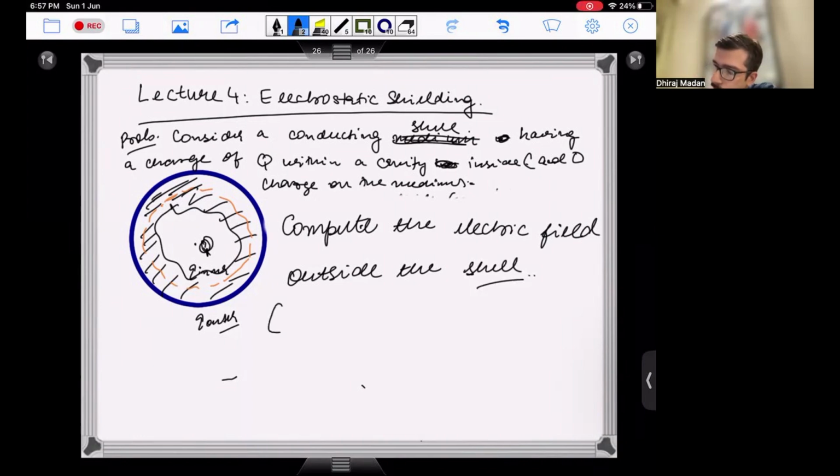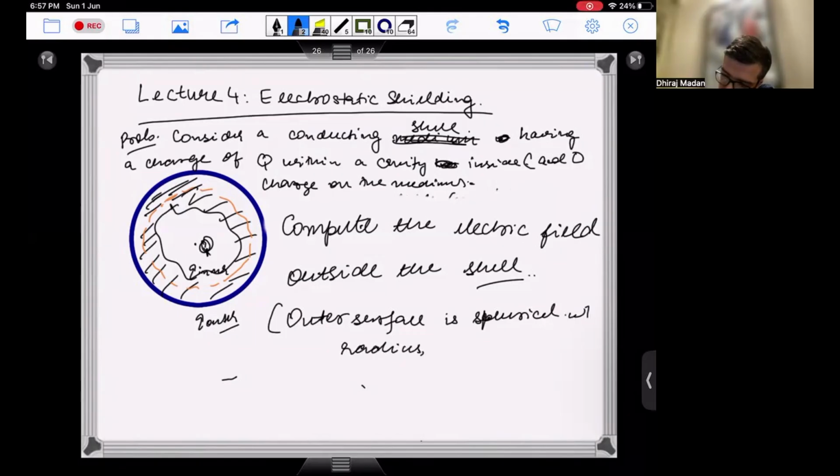Essentially, what we are given is that the outer surface is spherical with radius r, and the inner surface is irregularly shaped.